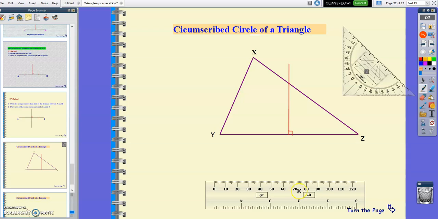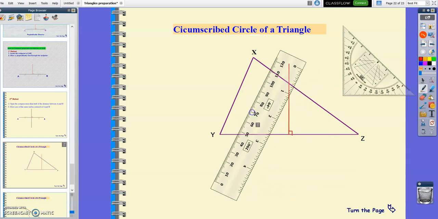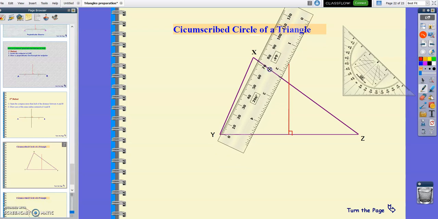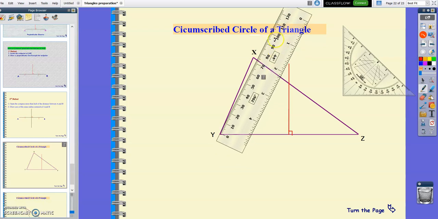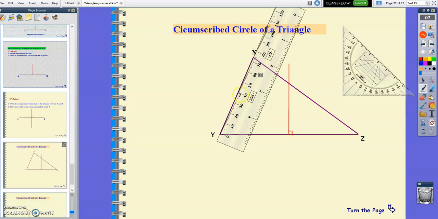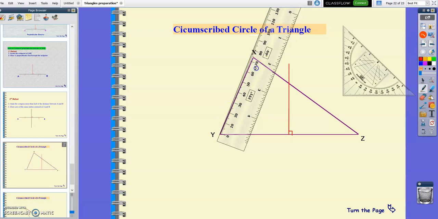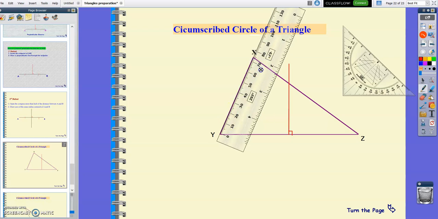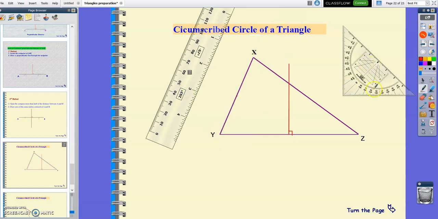Okay, now for the segment XY, the same thing. Locate the midpoint. So here is XY. XY is equal to approximately 7.5. So its midpoint will be 3.75. So here, then draw a perpendicular through this midpoint.